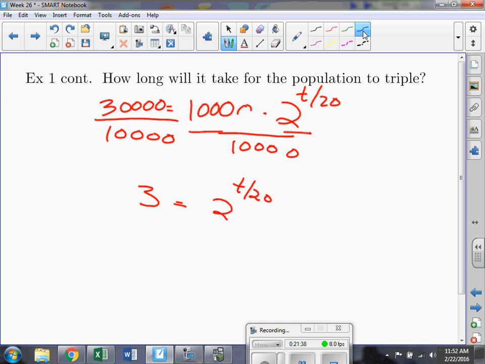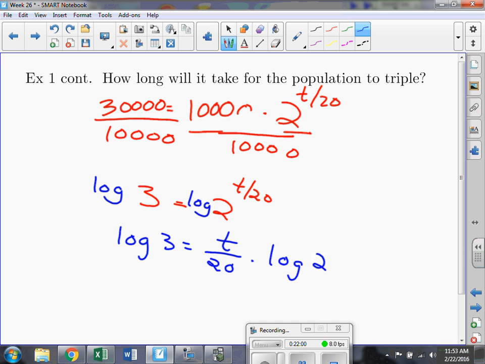Absolutely, we'll have to take a logarithm. After taking a logarithm of both of them, we can apply the exponent, the power rule that we had, and note that the logarithm of 3 is equal to t over 20 multiplied by the logarithm of 2. Now what?